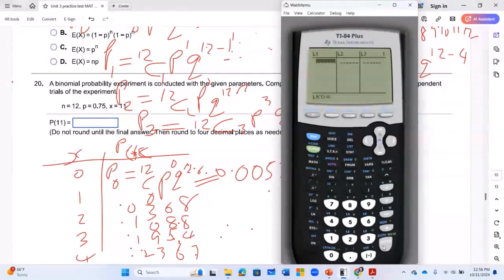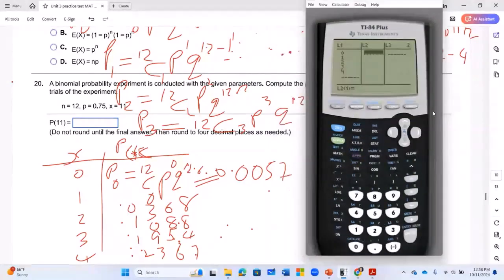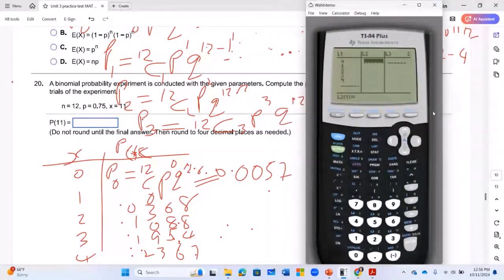Okay, so I want to find all these things together. So I can just do 0, enter 1, enter 2, enter 3, enter 4, enter. So that is the random variables. On the right-hand side, I want to put in the individual probabilities. All right, so I have 0.0057, enter. The next one is 0.0368.